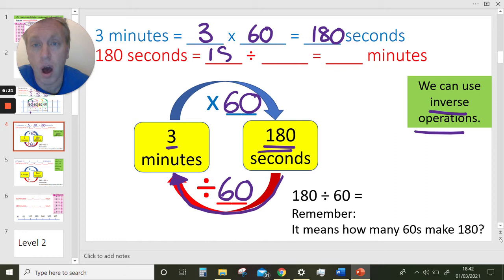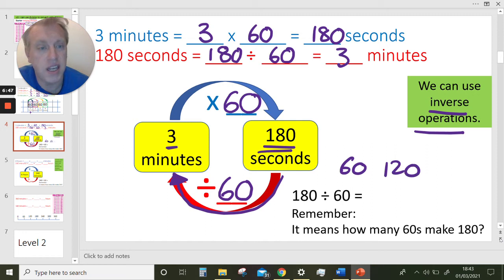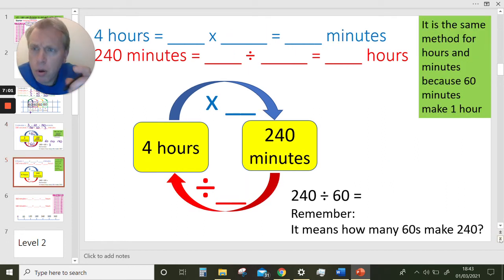So we're starting with the whole number of seconds, 180, dividing it by 60. How many 60s make 180? Well, we count up 60, and another 60, that's 120, and another, 180. Yeah, 3. 3 times 60 makes 180. Okay. Pause the video. You have a go. Can you fill this one in? What should go in the blanks?